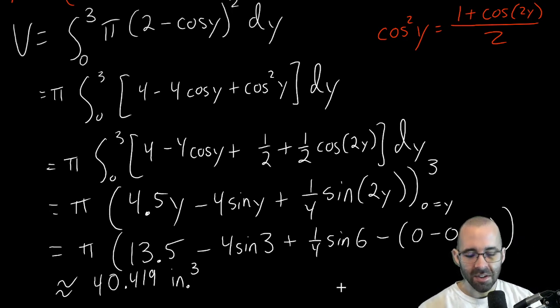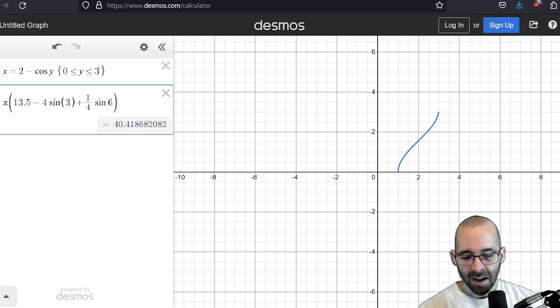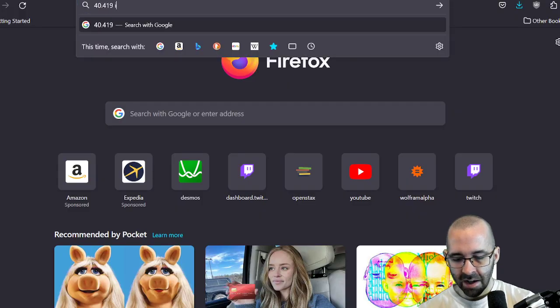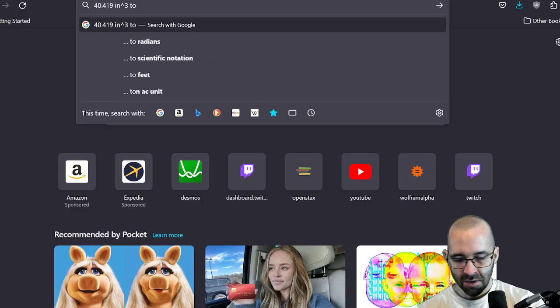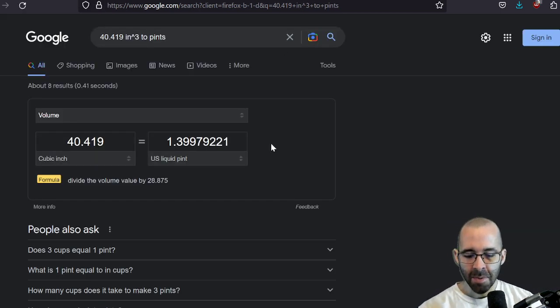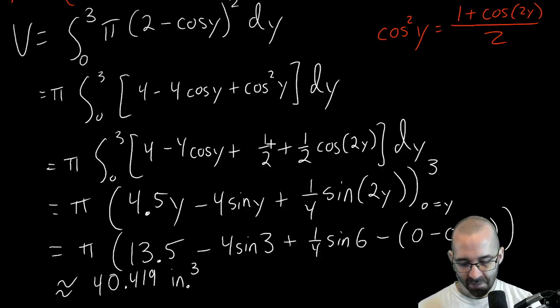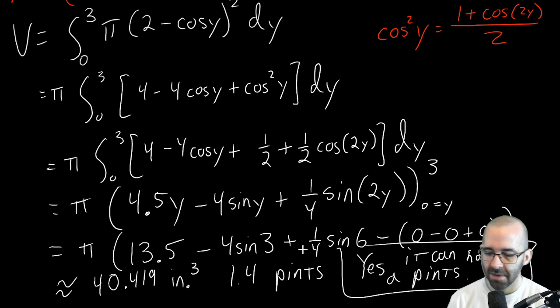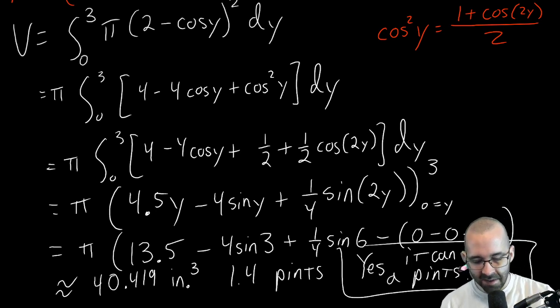You could do this in a long step by step. I don't care. We're gonna say 40.419 inches cubed to pints. Oh, that's about 1.4 pints. Thank you, Google. So will it hold a pint? Yes. Almost 1.5 pints. And that's our answer. A pint? Yes, it can hold a pint.